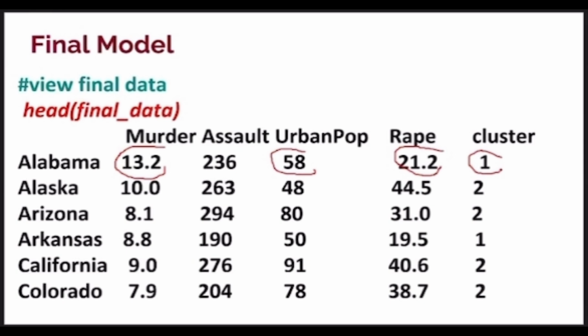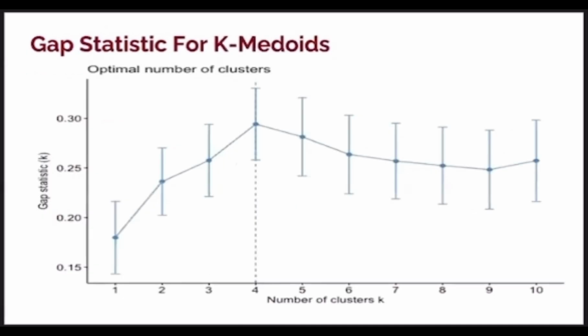These are just the first 6. Don't forget, we did that for the 50 states in the United States, and they were classified into 4 clusters. When you take a look at the gap statistics for that, you can see it equals 4 clearly. This is the highest it goes before it starts decreasing. That's k equal to 4.